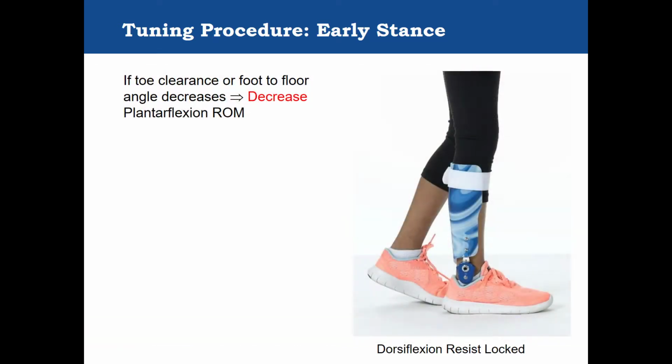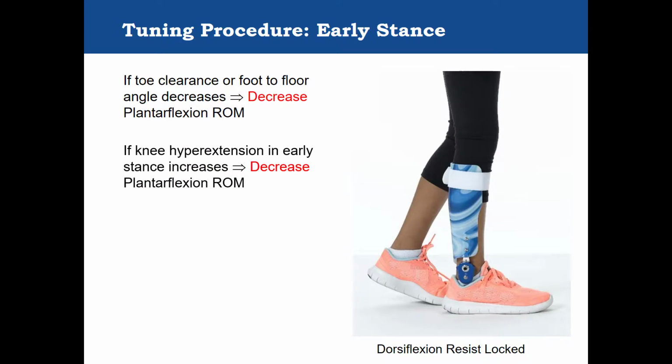Observe toe clearance in mid-swing, as well as foot-to-floor angle at initial contact. If either of these measures decreases with the increase of plantar flexion range of motion, decrease the plantar flexion range of motion by turning the adjustment screw clockwise. Observe knee extension after loading response and before mid-stance. If the knee hyperextends with the increase in plantar flexion range of motion, decrease the plantar flexion range of motion by turning the adjustment screw clockwise.